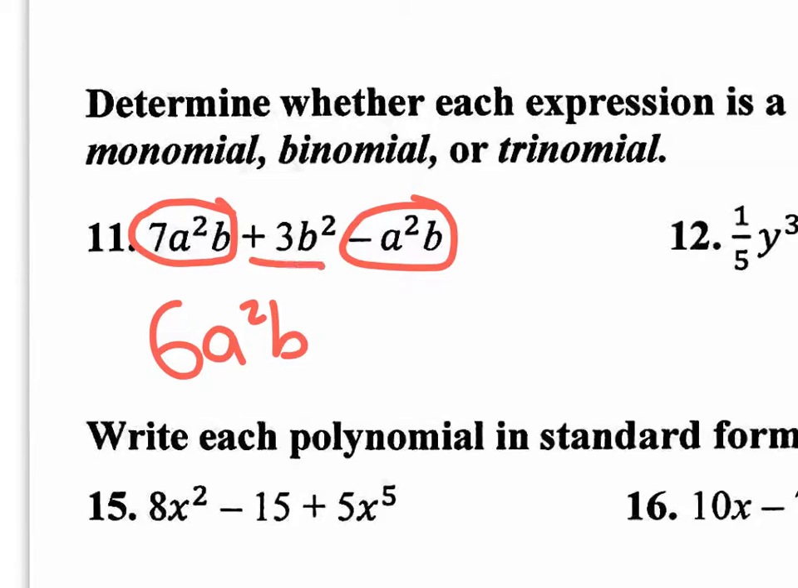And of course this guy, you're just going to bring it down, plus 3b squared. Is this in standard form? Yes, it is. Now you're probably thinking, wait a minute, both degrees are 2, how do I know which one goes first?